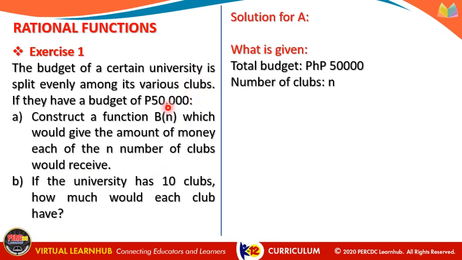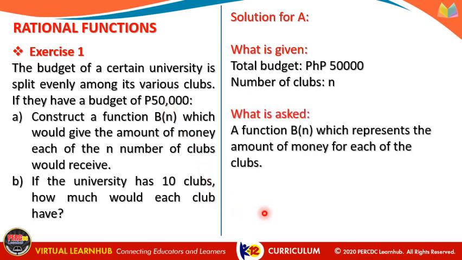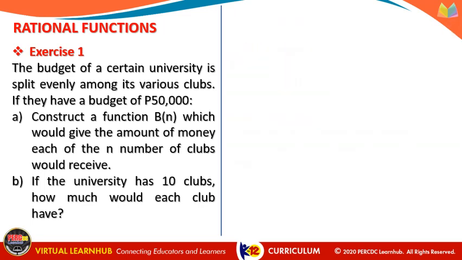Now, ano ang gusto ng problem? Sabi, gawa daw tayo ng function. Yung function natin, tatawagin natin base of n, which represents the amount of money for each of the clubs. Gumawa raw tayo ng function na kung saan sasabihin niya sa atin magkano ang makukuha ng bawat club. I believe somehow may similar problem na ganito na sinolve natin sa previous LBV. So what is now our solution?